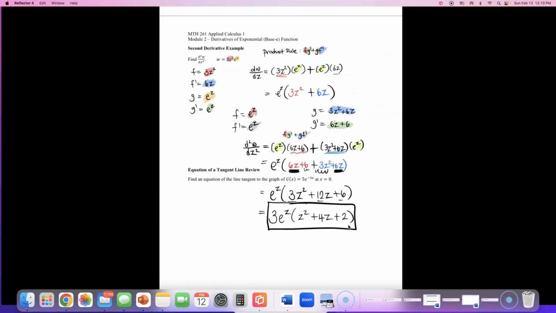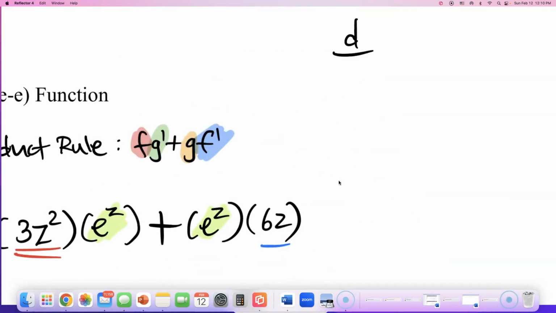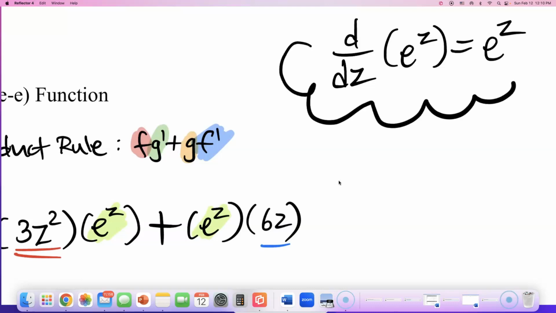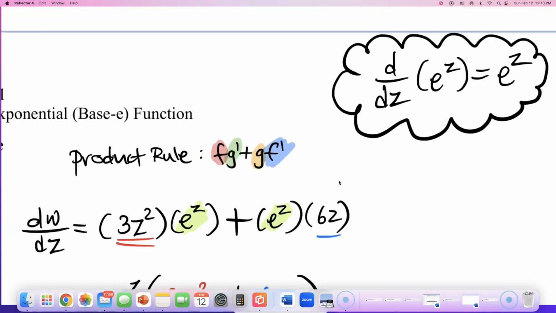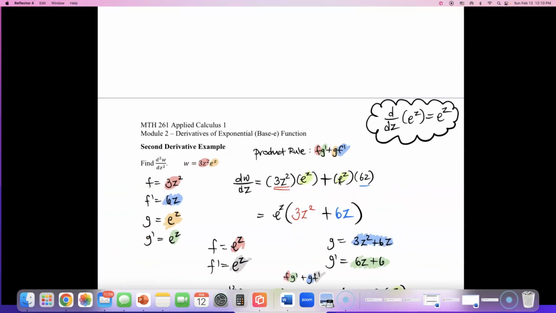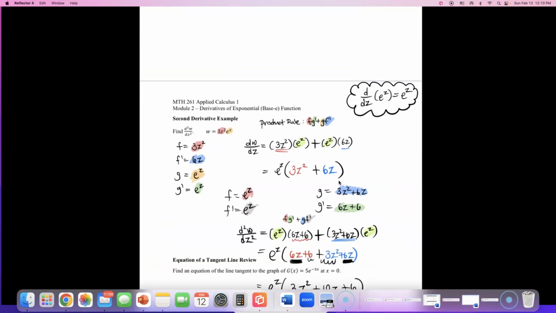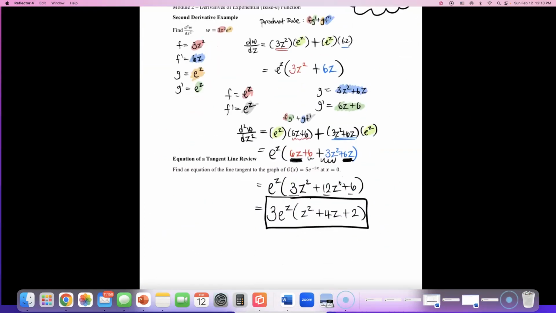So for this second derivative problem, we ended up using the product rule twice. Wow. But everything else is really a review of everything that we learned in module 1. The only new idea here is that when you took the derivative of e to the z, it was simply e to the z. So that is really the only new piece of the lesson in section 2.2. But everything else, things are really piling up, right? The product rule, simplifying algebra and all.